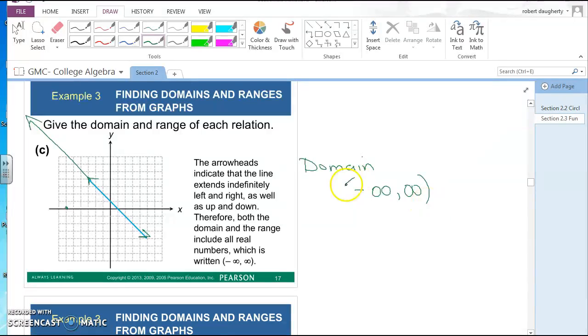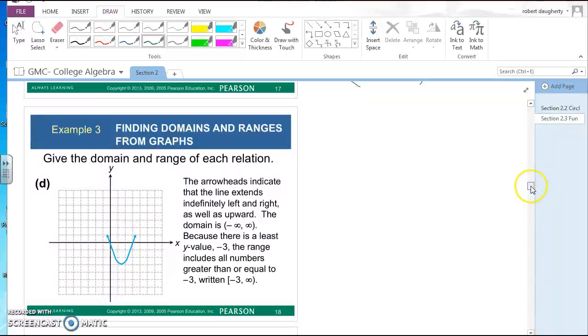That always has parentheses. Same thing with the range. The range, if I try to start down here, it keeps on going forever. So the range is -infinity to +infinity. So again, just looking at the graph, finding out where your x values are and your y values. The set of all x values is the domain. The set of all y values is the range.